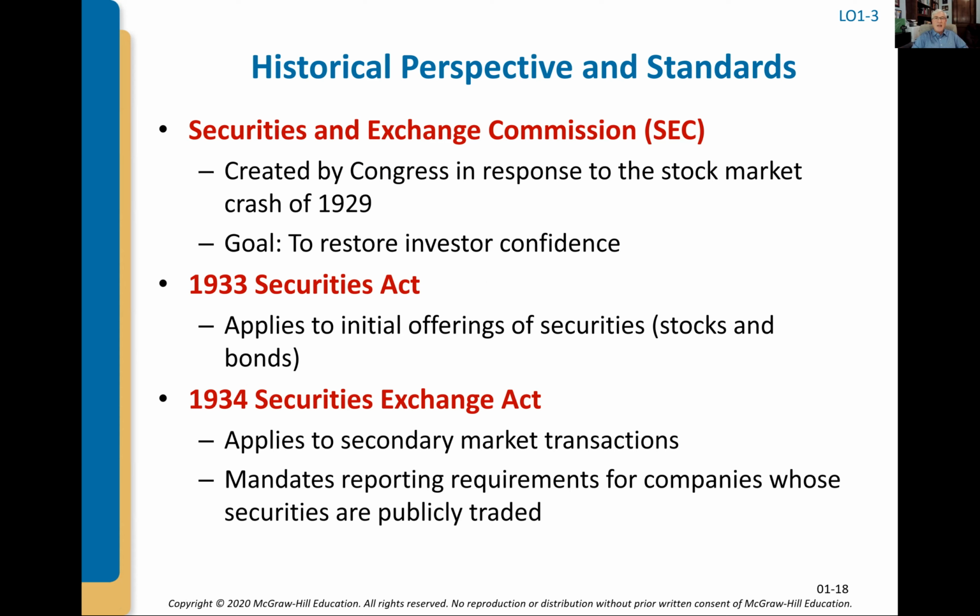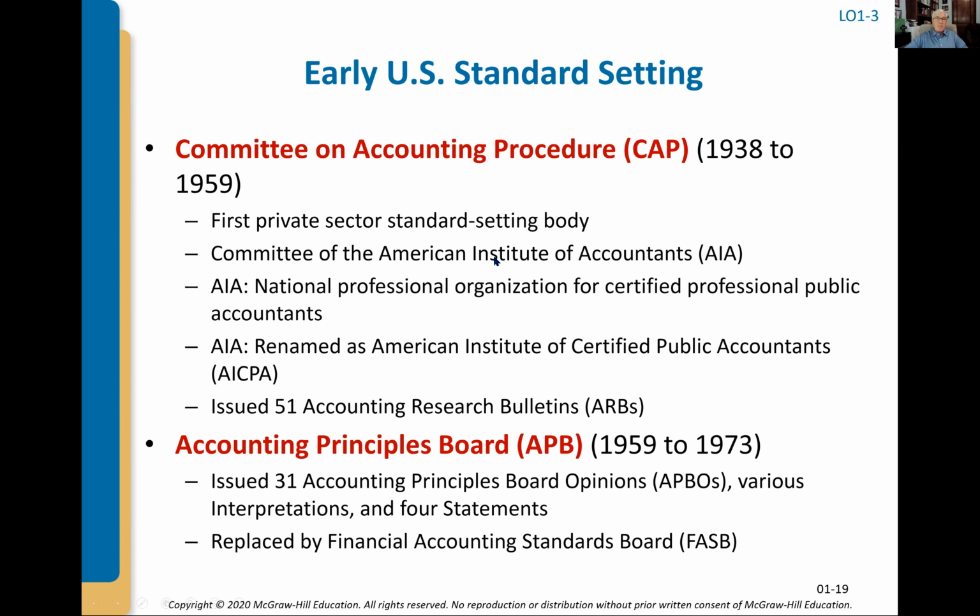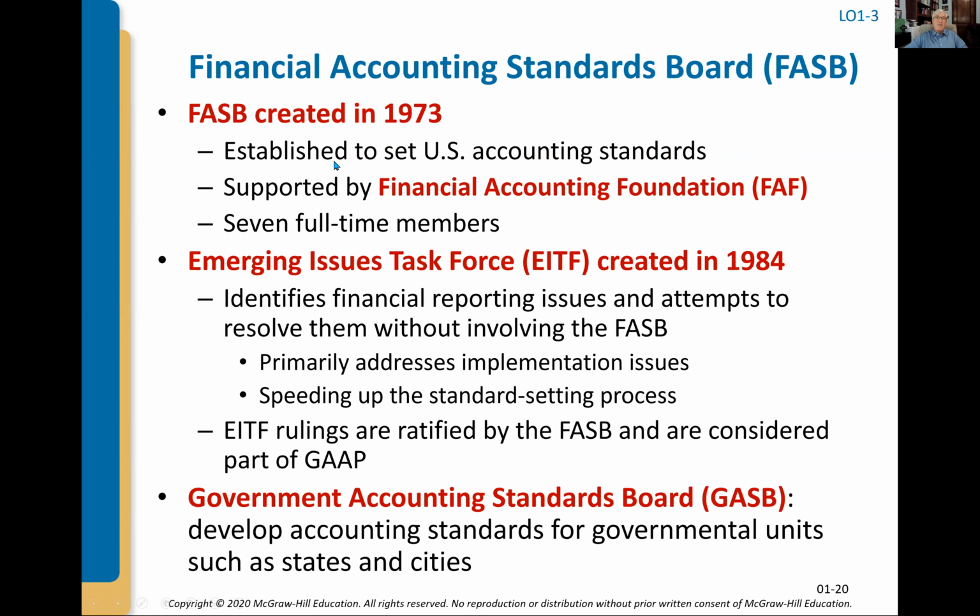So here's the CAP, the Committee on Accounting Procedure, from 1938 to 1959. They issued what are called ARBs, Accounting Research Bulletins, and then the Accounting Principles Board issued what are called APBOs. Some of those are still good today and have been included in the current GAAP, and they were from 1959 to 1973. And then the FASB was created in 1973.